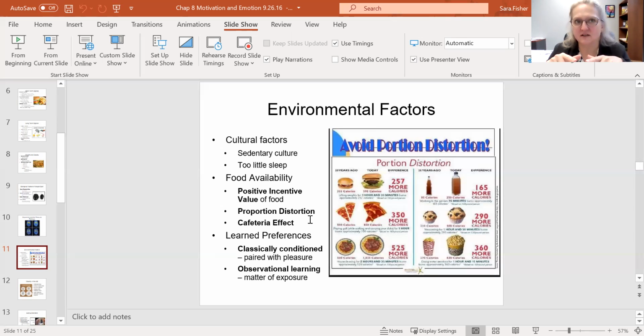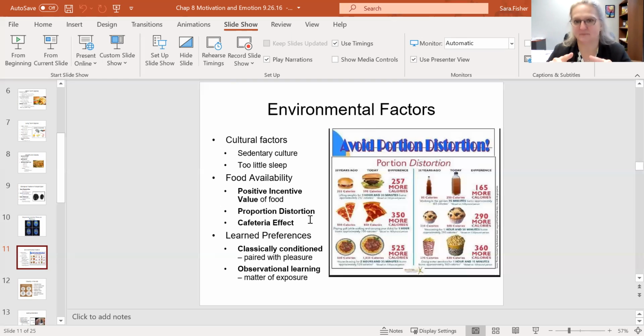So the cafeteria effect says that the more choices you have, the more you will eat, right? Going back to sensory specific satiety, we get tired of one flavor. The more choices we have, the more we eat. We count, right? We're counting the number of slices, but we're not counting the size.